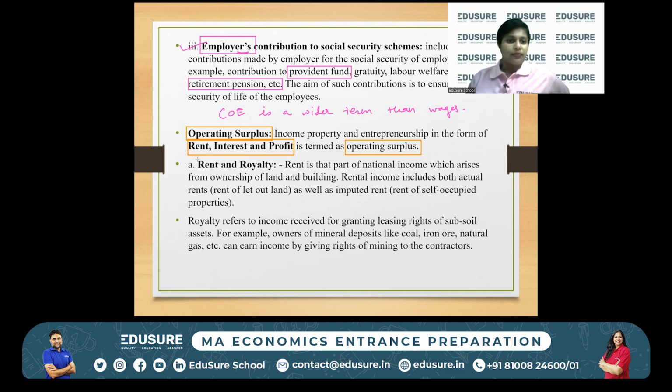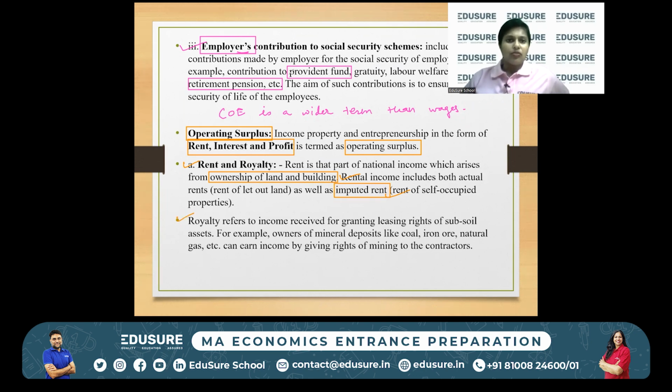So the first part of operating surplus is rent and royalty. Rent is what is paid from ownership of land and building. Rental income includes the rent. That is to be included. If you've given your property out to someone else, that is to be included. And if you are staying in a house, you are paying rent to yourself. That should also be included. So self-occupied properties have imputed rent. That is also included in national income. And when you rent out to someone else, then you get rental income. That is obviously included in national income.